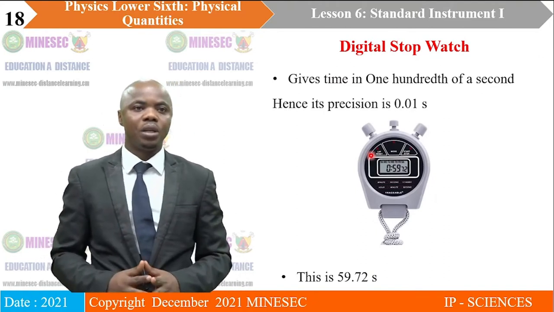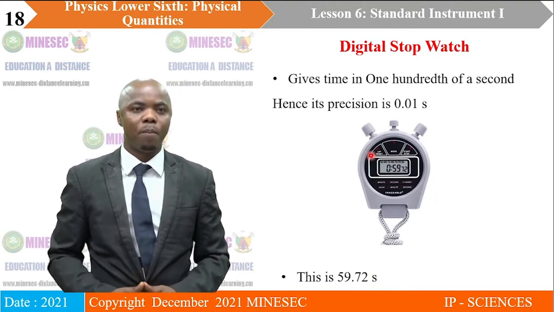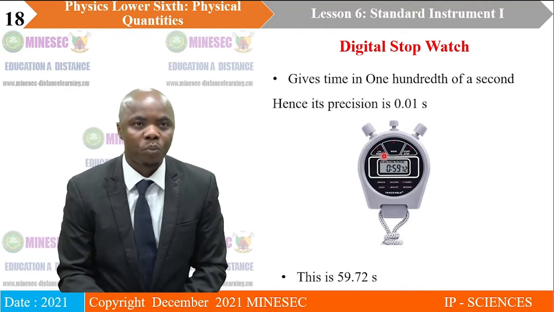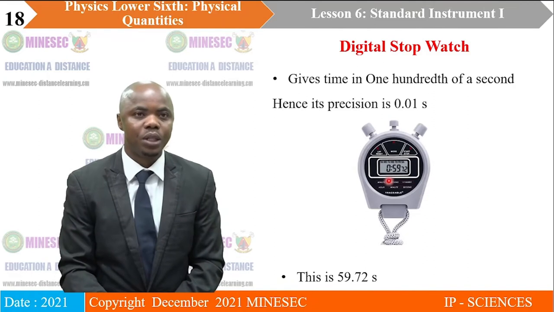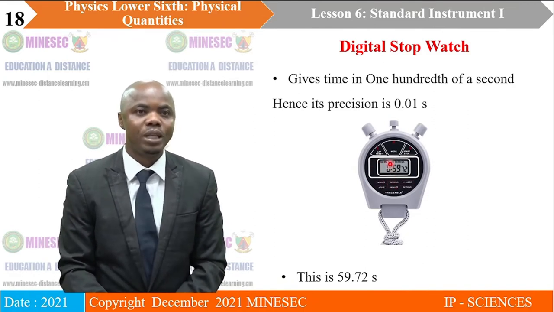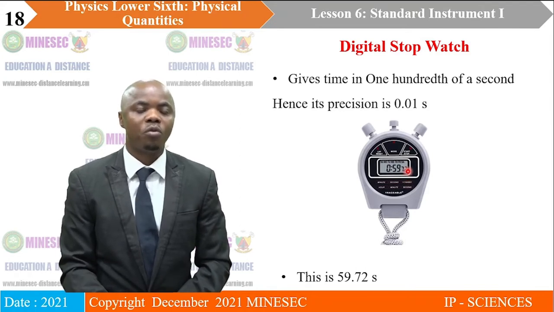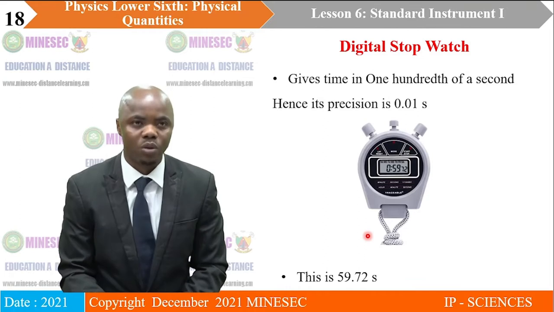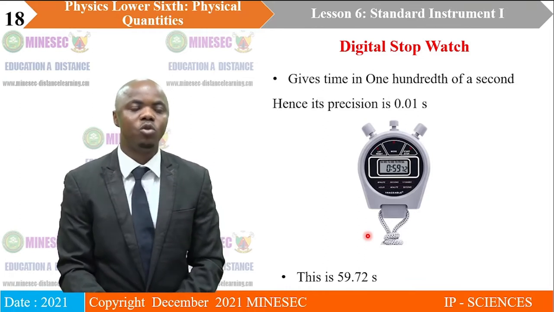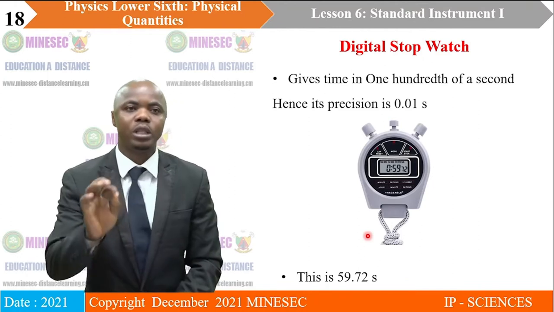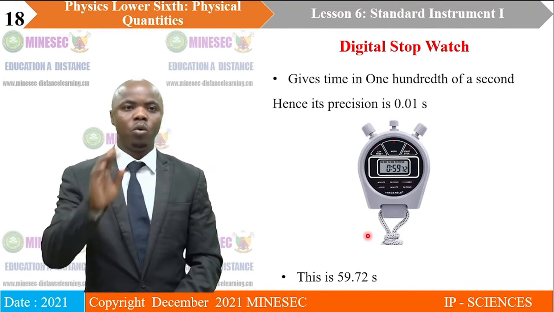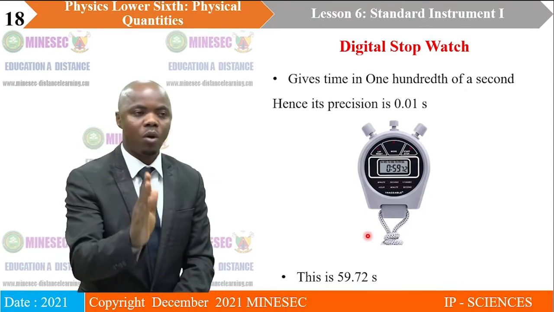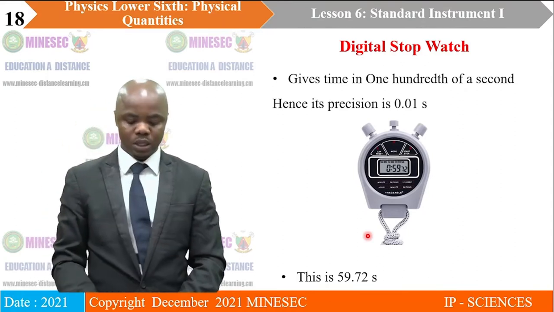Now, as a test, what is the reading of my stopwatch? I can see 0 minutes, 59 seconds, and 0.72 of a second. So what is my final reading? It is 59.72 seconds. So we have the minute hand, the seconds, two digits, and the centisecond.